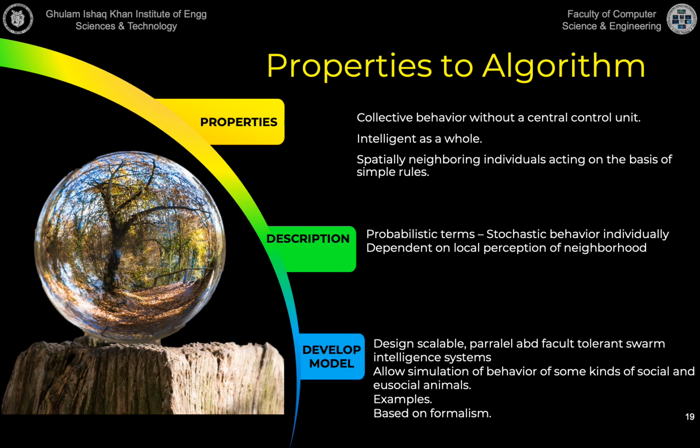The models developed so far by biologists and by computer scientists allow us to simulate some of the behavior of some kinds of social and eusocial animals. And we've seen a lot of other examples here, and I'm not going to give those examples again. But these models are based on formalisms, often quite simple, which describe the behavior of individuals within a group, rather than a description of the general evolution of the group.